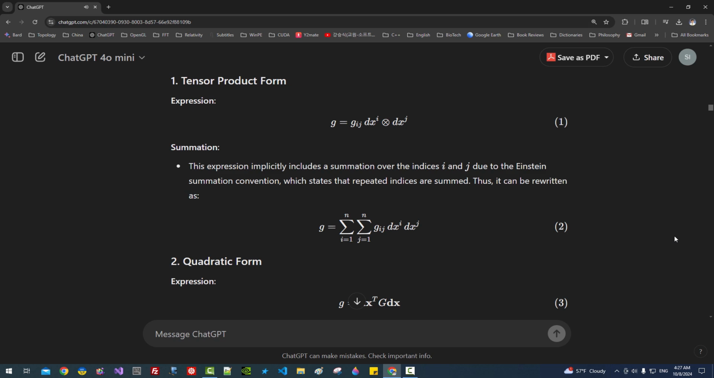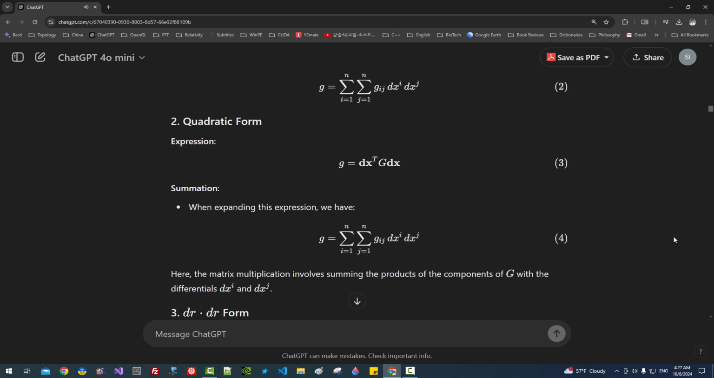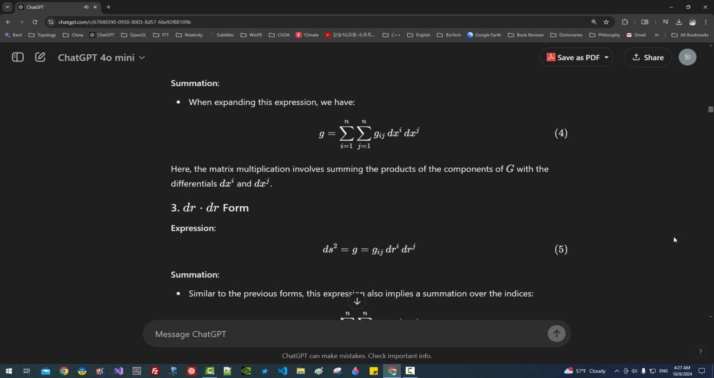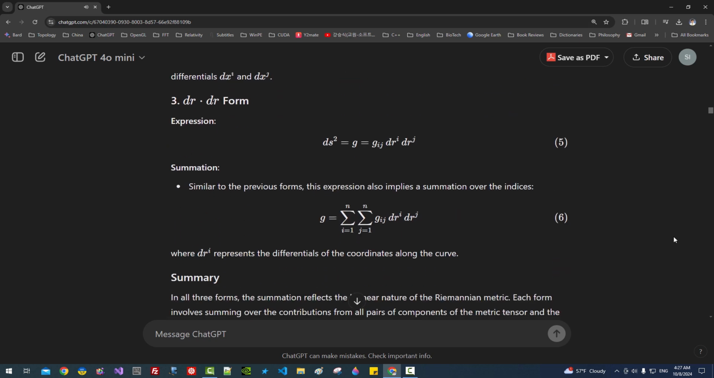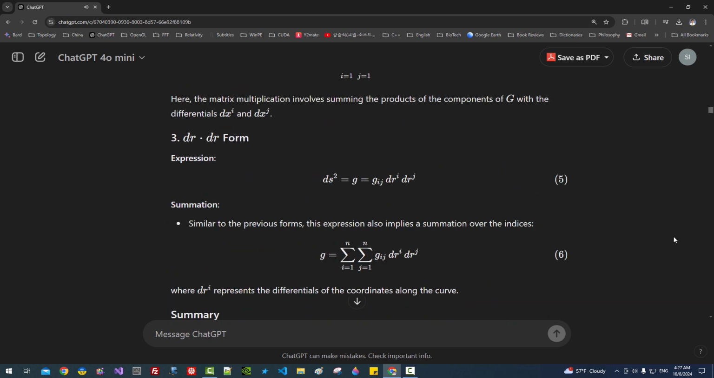2. Quadratic form. Expression: g equals dx transpose G dx, tag 3. Summation. When expanding this expression, we have g equals the sum over i and j of g_ij dx^i dx^j. Here, the matrix multiplication involves summing the products of the components of G with the differentials dx^i and dx^j. 3. dr dot dr form. Expression: ds squared equals g equals g_ij dr^i dr^j. Summation.